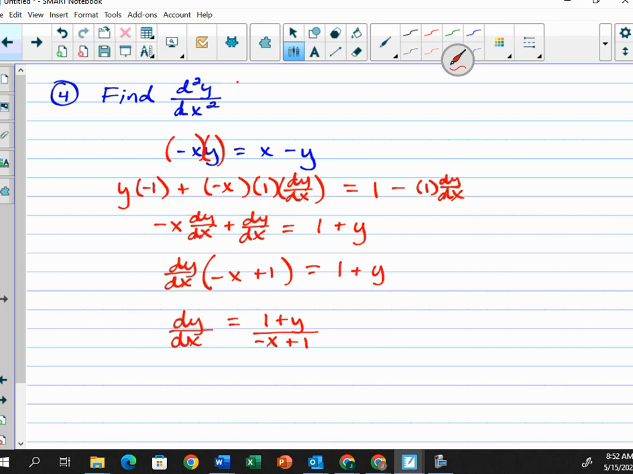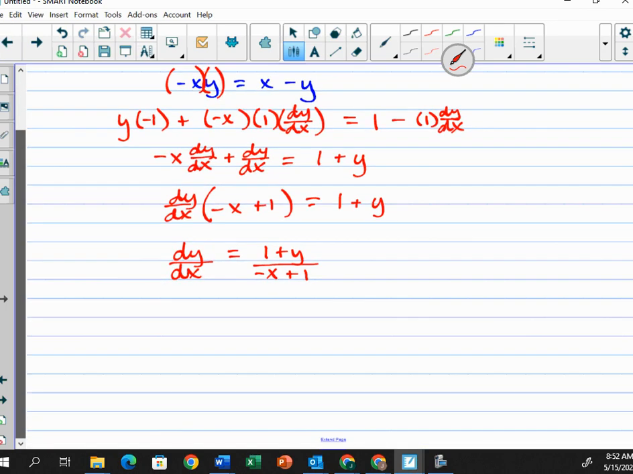The quotient rule now. Okay. Are we okay to this point?